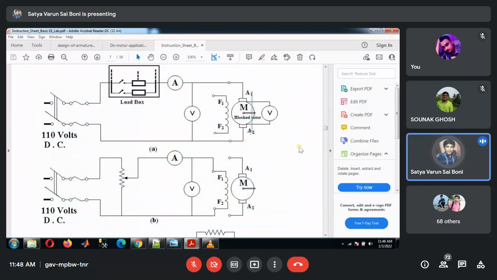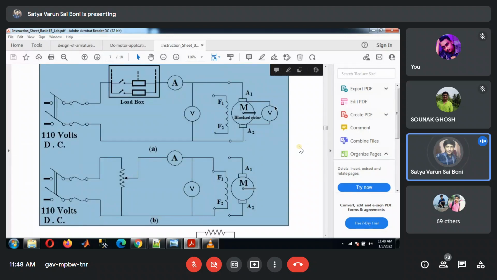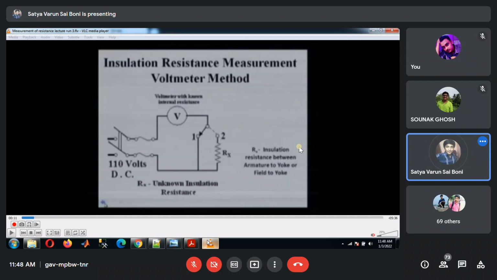In this case, we are joining A1 to A2, okay? Why we are joining: we are measuring the insulation resistance between armature and yoke, and also finding the field insulation resistance between field and yoke. So this is the thing you should remember. It is a major point. If you are going to the lab, you should say that you are shorting A1 and A2 to measure the insulation resistance of the armature. We are short-circuiting the field coil to measure the field insulation resistance. So this is a simple setup for finding the insulation resistance between armature and yoke and between field and yoke.